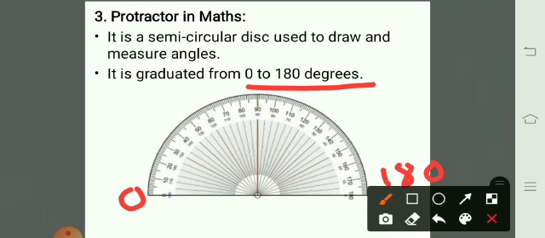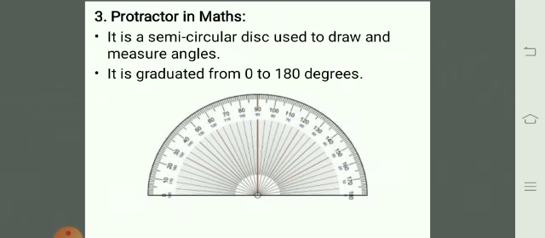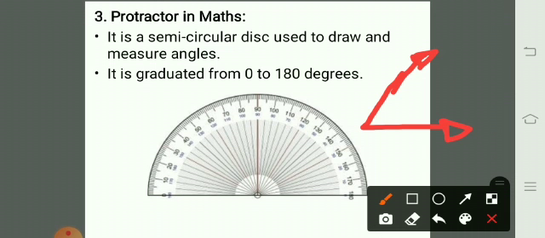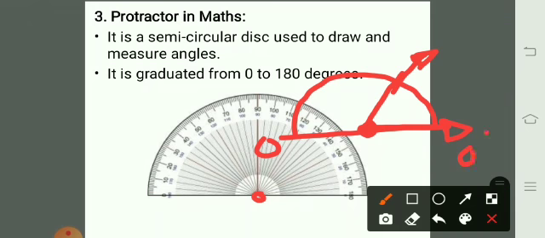Length is measured in centimeters or inches, and like this, an angle is measured in the unit degree. So how can it be measured? Simple. Suppose I have drawn two lines here, like this. If we want to measure the angle between these two rays, we keep the protractor here, at the center point. It ranges from 0 here, 0 here, to 180 degrees here.